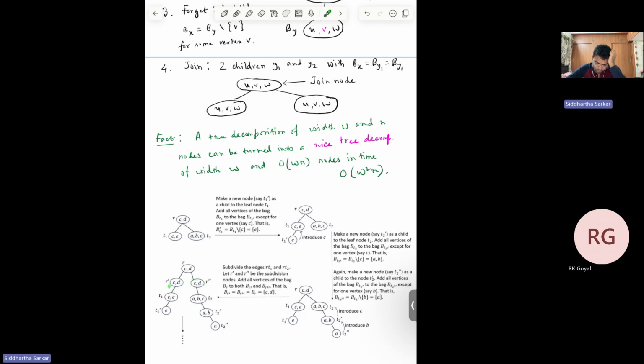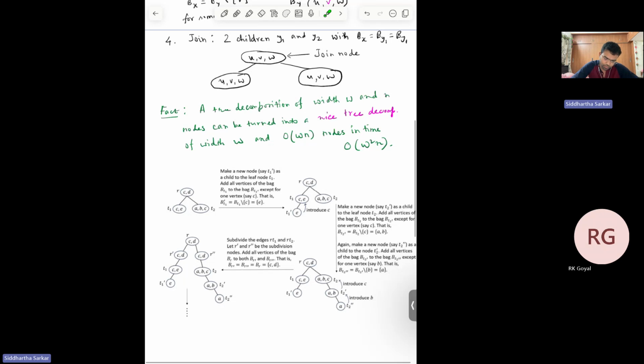In order to make it, let us say, an introduce node, its child should be either a bag containing C or a bag containing D. But then we want to introduce a child that is going to make R dash. So let me write it down. Our objective right now is to make R dash an introduce node.